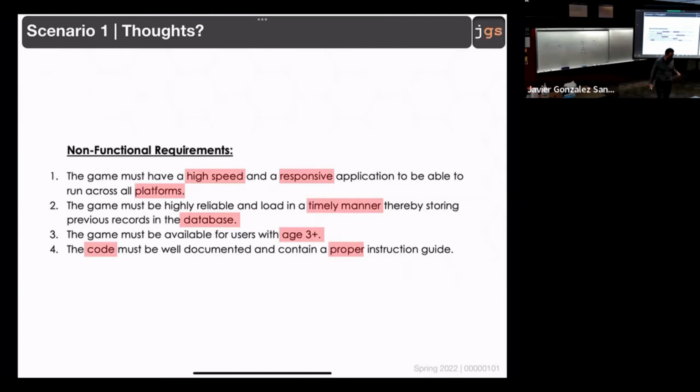In the second one, let's say we have highly reliable and timely manner. After that, can you explain they were storing previous records in the database? How do we make that a requirement? Can we extract that to be a different requirement, or is that a part of another requirement?